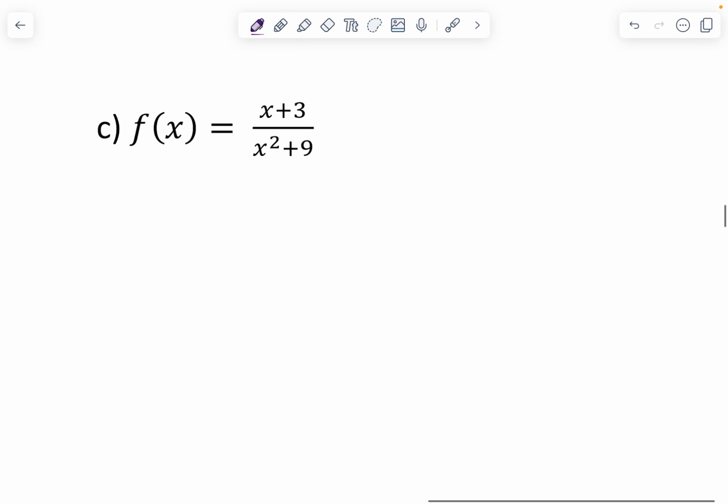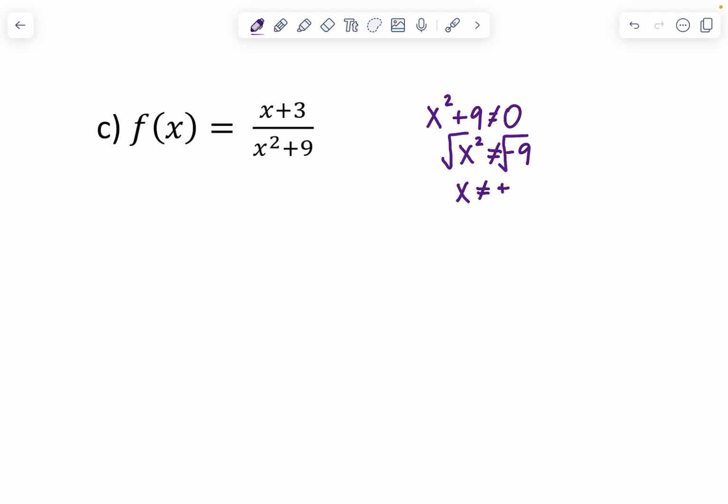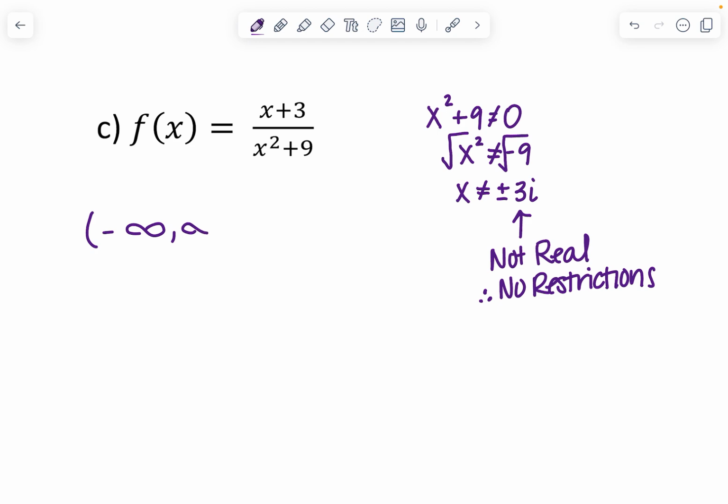And c, f of x equals x plus 3 divided by x squared plus 9. x squared plus 9 can't factor, but if we set it not equal to 0, we have x squared cannot equal negative 9. And if we square root both sides, we have x cannot equal plus or minus 3i. But because we have an i here, this is not real, and we're only looking at our real numbers, so there are no restrictions. And because there are no restrictions, that means our domain is negative infinity to positive infinity.